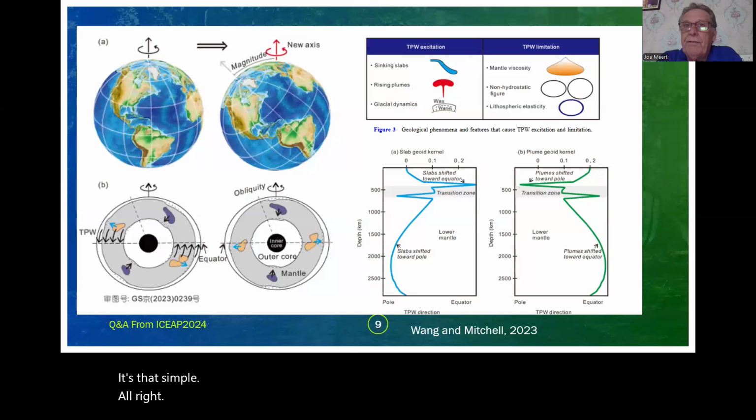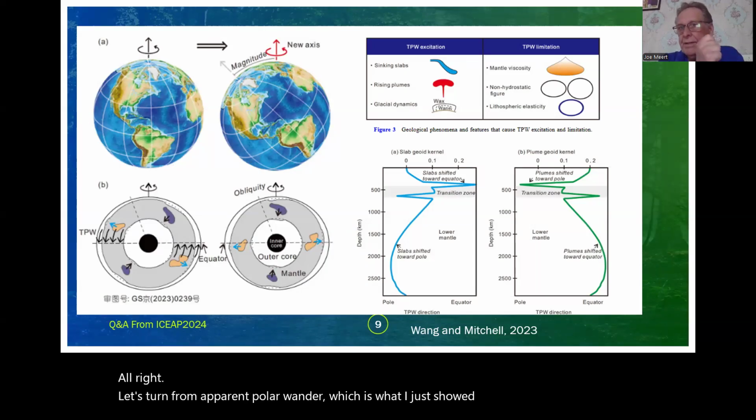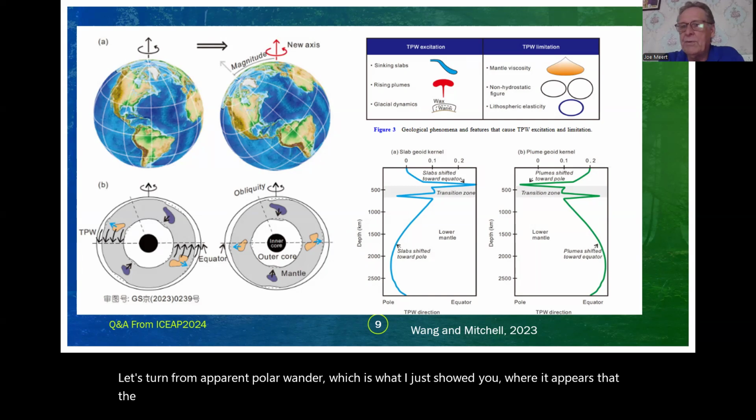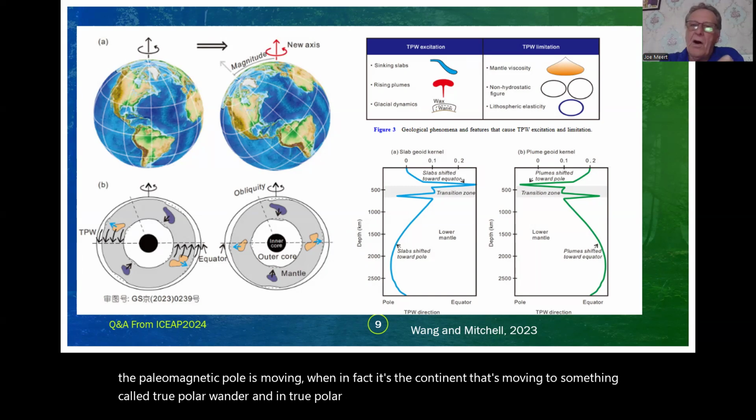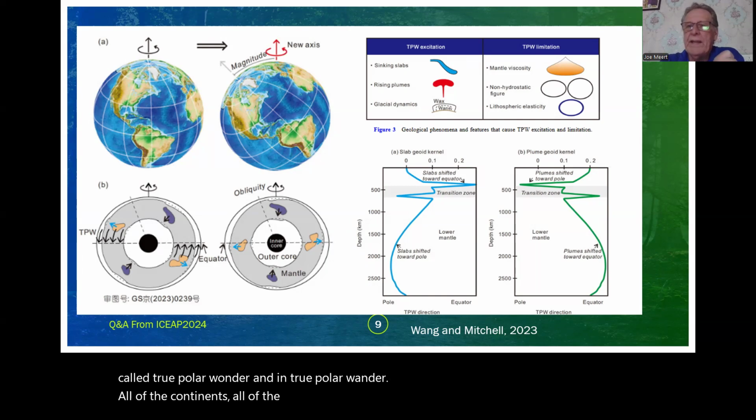Let's turn from apparent polar wander, which is what I just showed you, where it appears that the paleomagnetic pole is moving when in fact it's the continent that's moving, to something called true polar wander. And in true polar wander, all of the continents, all of the oceans move in unison in the same direction at the same speed over the same time interval.